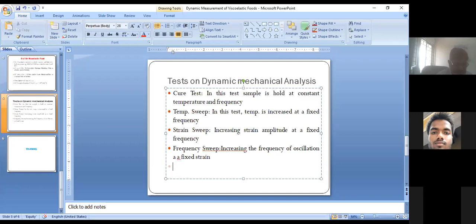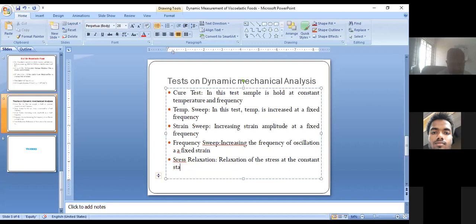Next is the stress relaxation. Relaxation of the stress at a constant strain.